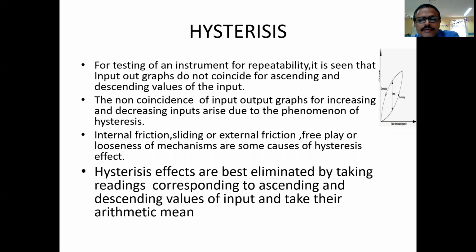Hysteresis effects are best eliminated. Eliminated means they are avoided by taking the readings corresponding to ascending and descending values of the input and taking their arithmetic mean. Arithmetic mean is their average. So to avoid this error, the hysteresis effect, what you should do is take two readings: increase the input, then decrease the input, and you will get two outputs. Then take their average. By taking the average, we can eliminate the hysteresis effects.